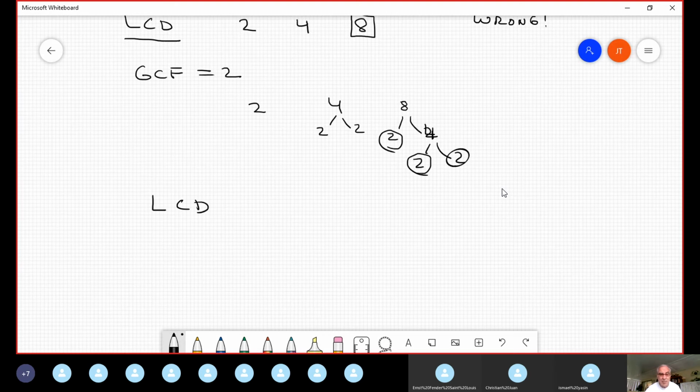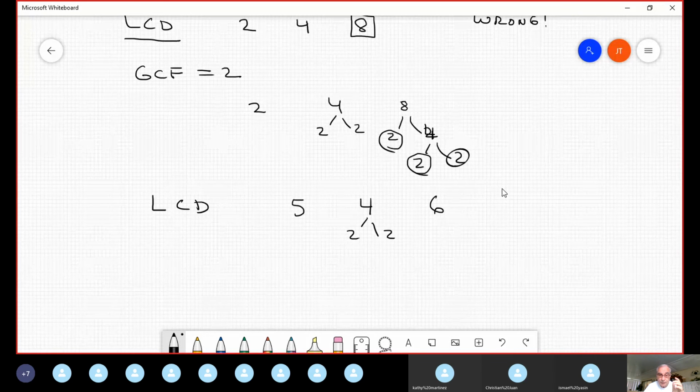Okay, let me try another example. Suppose the least common denominator between 5, 4, and 6. Sometimes we can apply intuition and guessing, but sometimes no. Sometimes you apply the rule I explained before. You take the numbers given and apply prime factorization one by one. 5 is prime, it stays the same. 4 is 2 times 2, and 6 is 2 times 3.